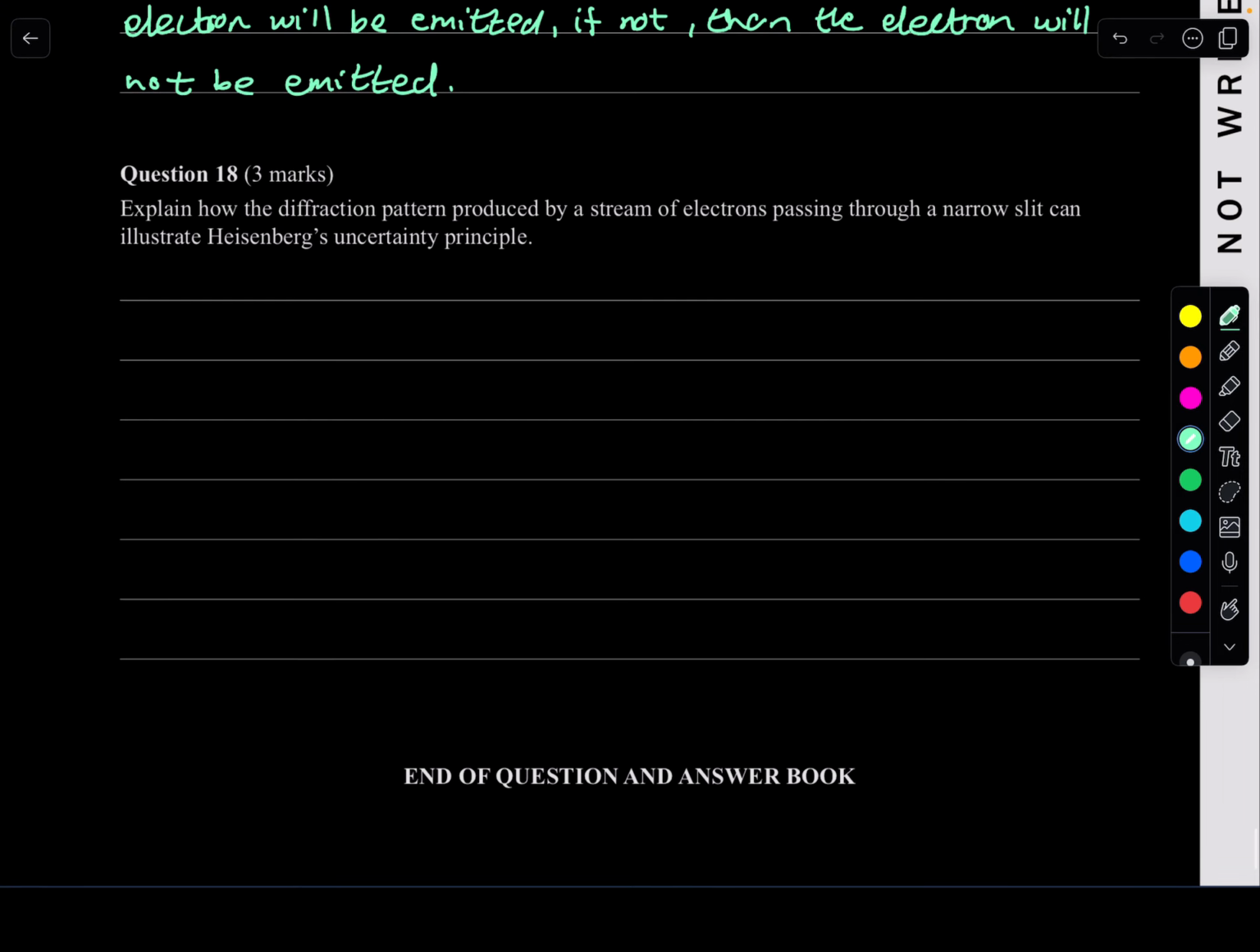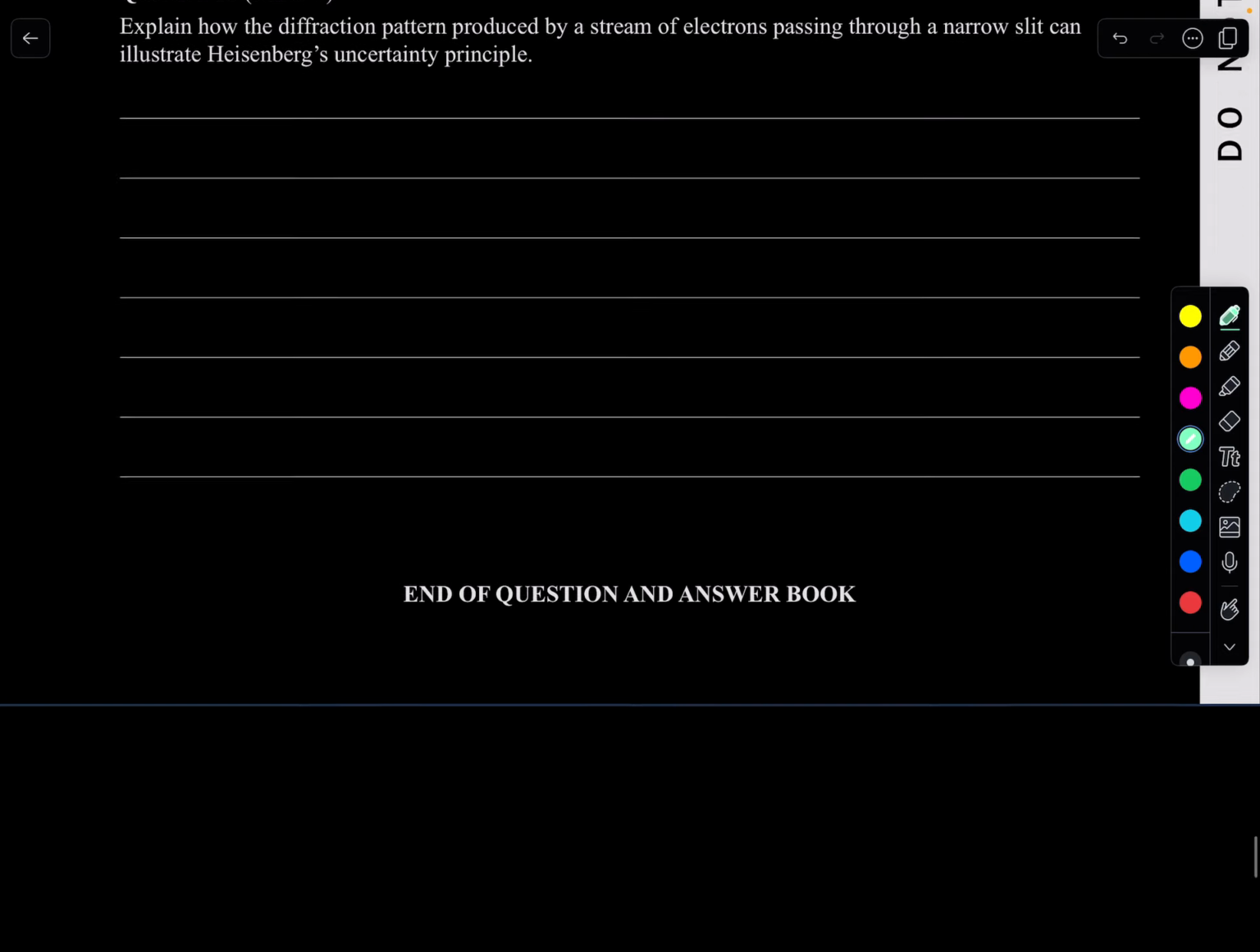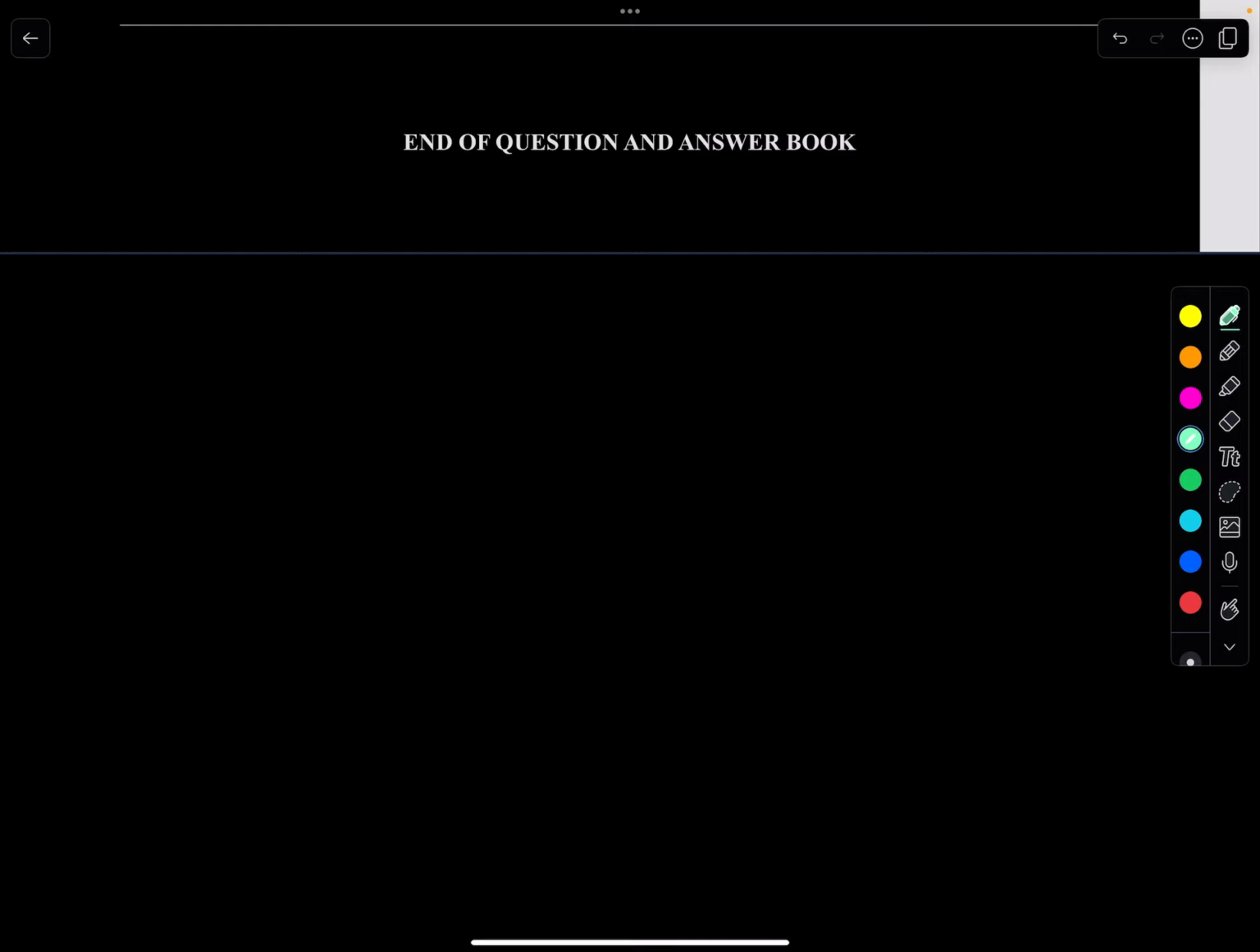Now we are up to the last question. Question 18. Explain how a diffraction pattern produced by a stream of electrons passing through a narrow slit can illustrate Heisenberg's uncertainty principle. All right, let's do this. By the way, this is not in our study design anymore. Heisenberg's uncertainty has been taken off. This was in the old study design. For those of you in 2024 and later, it's been removed, but I'm still going to go into detail on what it is. The best way to explain this is by drawing a diagram, which explains how diffraction actually occurs.